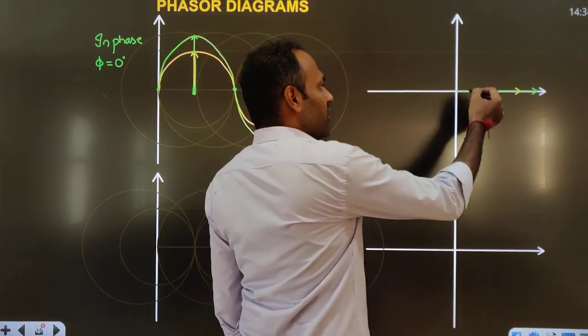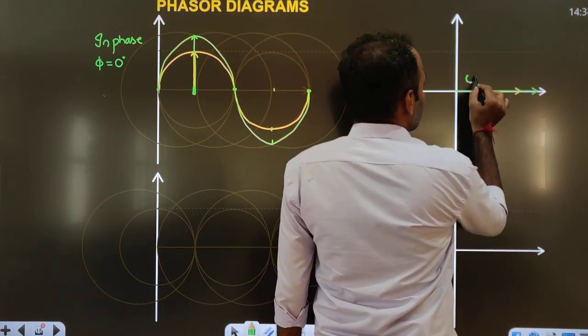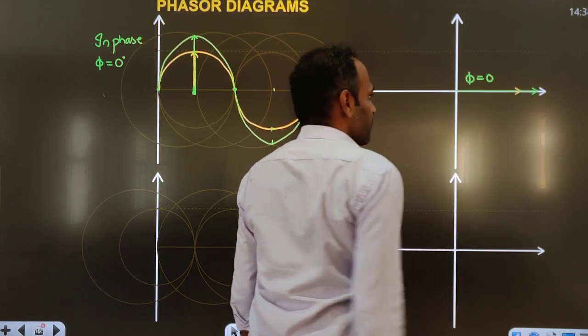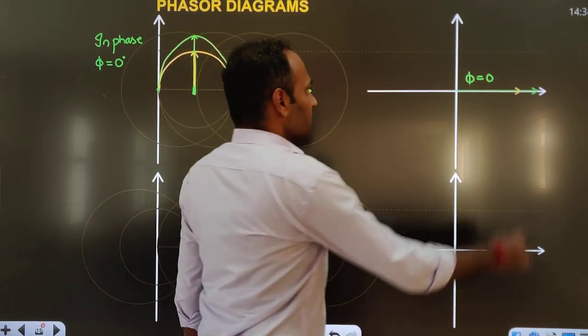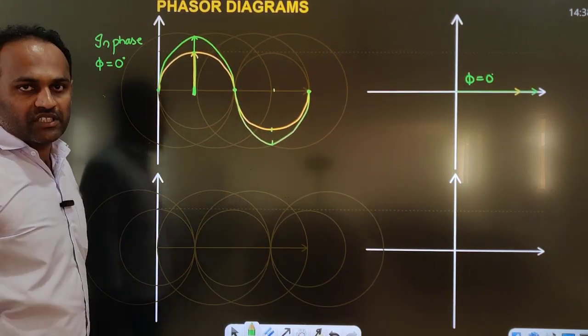So see here, that 0 degree phase difference is visible here also. Both the vectors are along the positive x-axis only. Then how much is the phase difference between them? Phase difference between them is 0 degree. Right? So this indicates two waves which are in phase, whose phase difference is 0 degree.